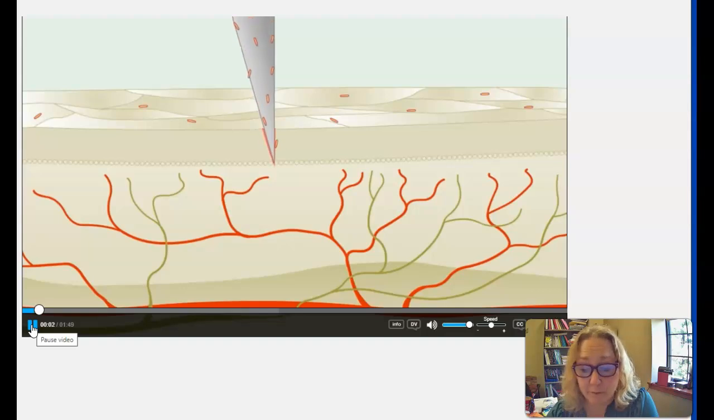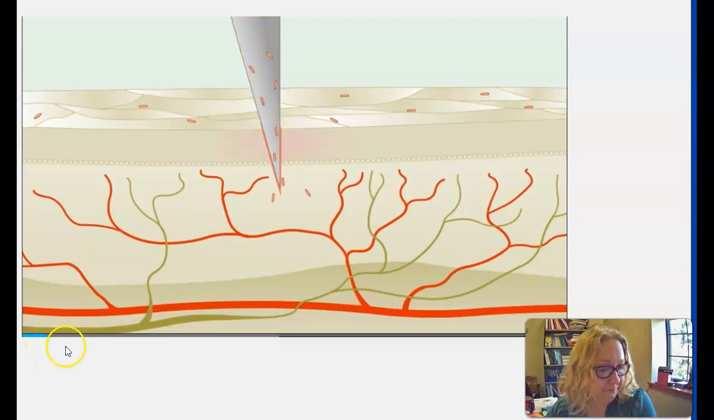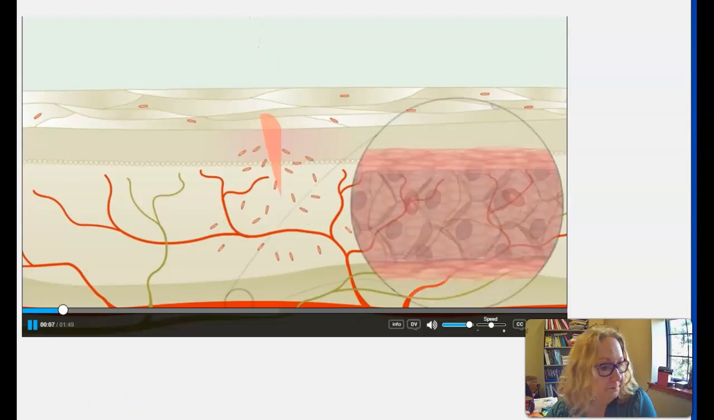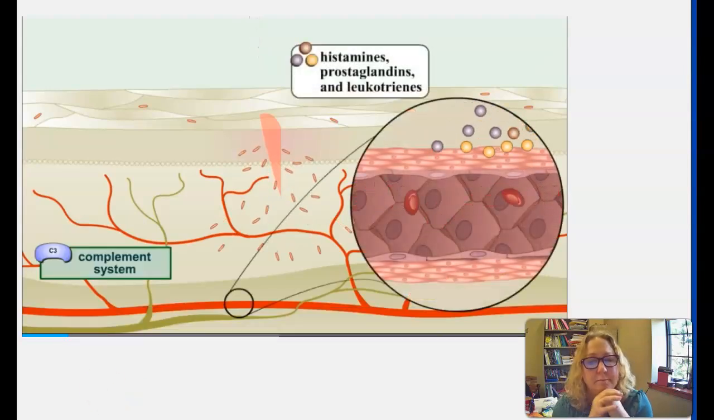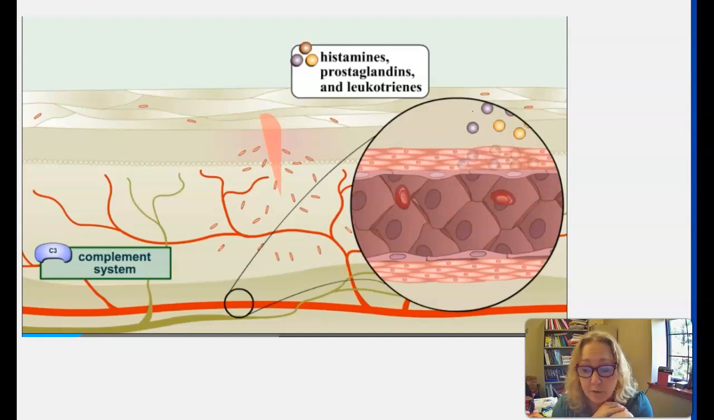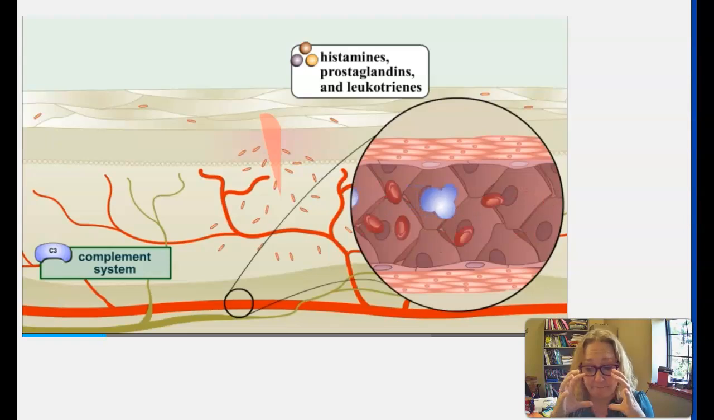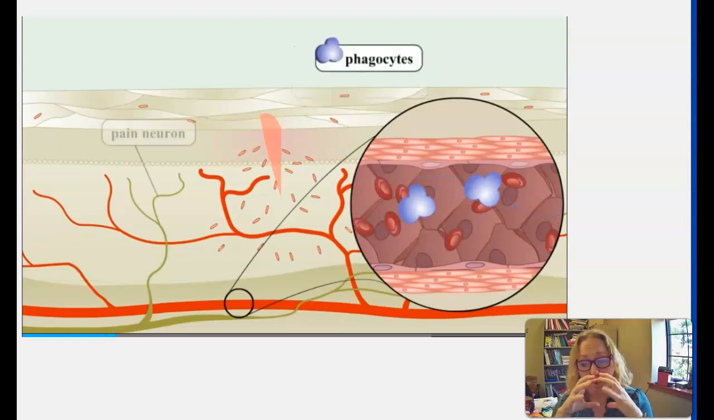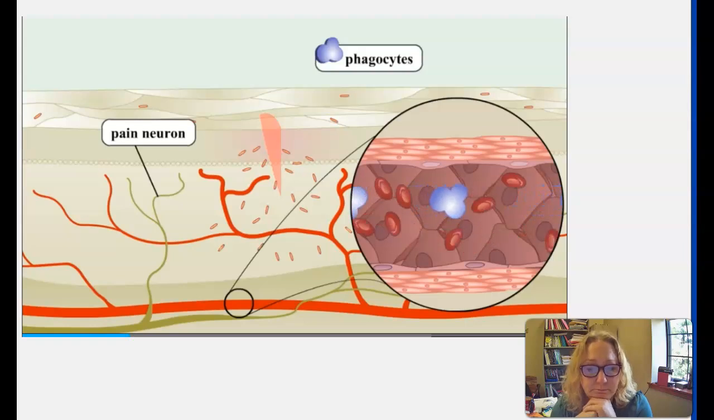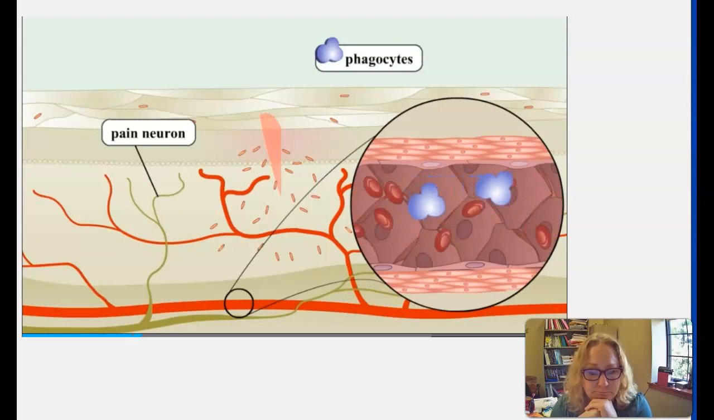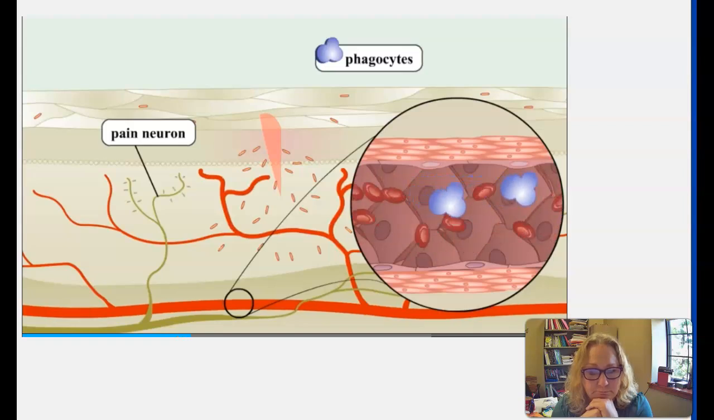Damaged cells release several chemicals, such as histamines, prostaglandins, and leukotrienes. Certain components of the complement system can also stimulate the release of histamines. One function of these chemicals is to cause vasodilation, an increase in the diameter of arteries and arterioles. Vasodilation results in more blood, and therefore more phagocytes, oxygen, and nutrients being delivered to the site of injury. This increased blood flow results in redness, heat, and some of the pain associated with inflammation.